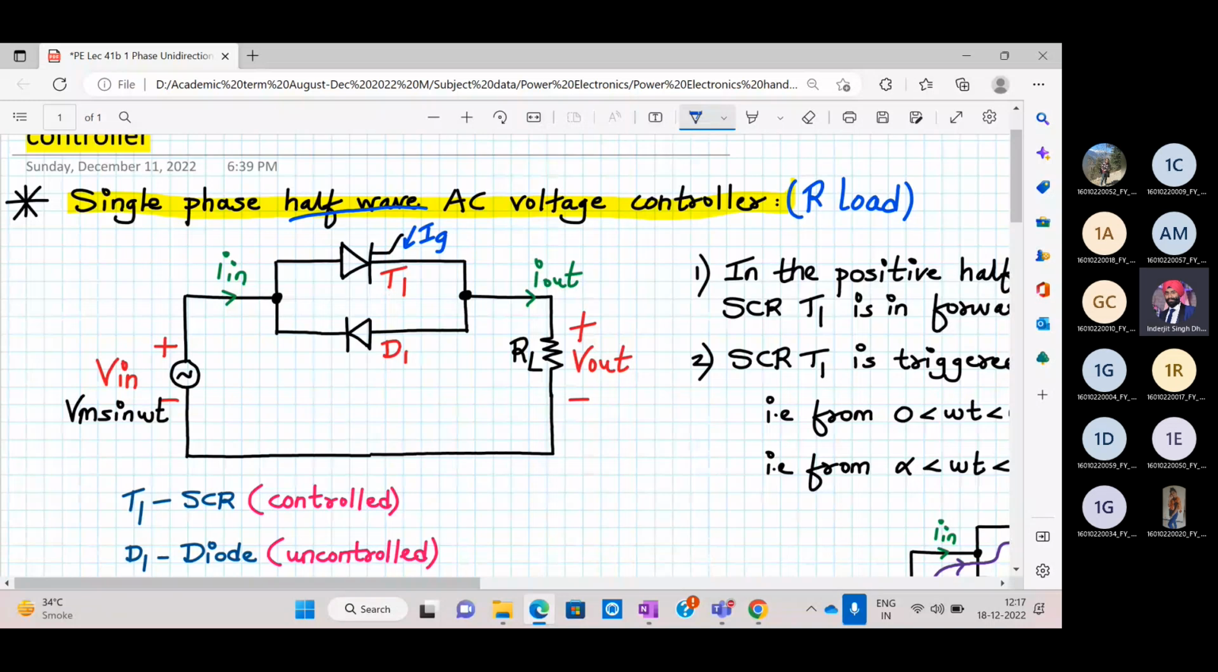Natural commutation, and diode D1 becomes forward biased. Okay, diode D1 becomes forward biased, and it instantly turns on. So this is what will happen.